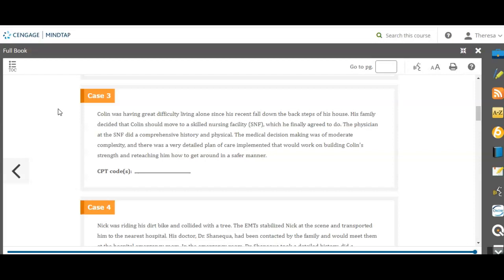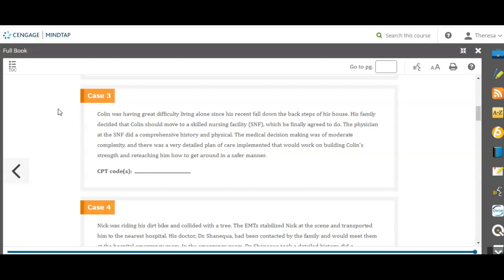So this would be the same thing. I would go look at the evaluation and management tables. Let's go look for one for skilled nursing. In my book, it is on the second page of the tables, the bottom half, right in the middle. It says initial nursing facility care. So let's take a look at that one.